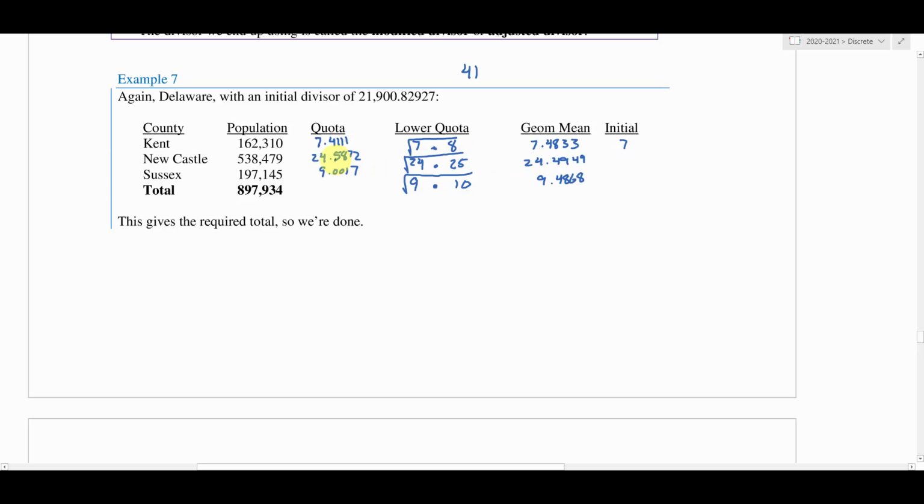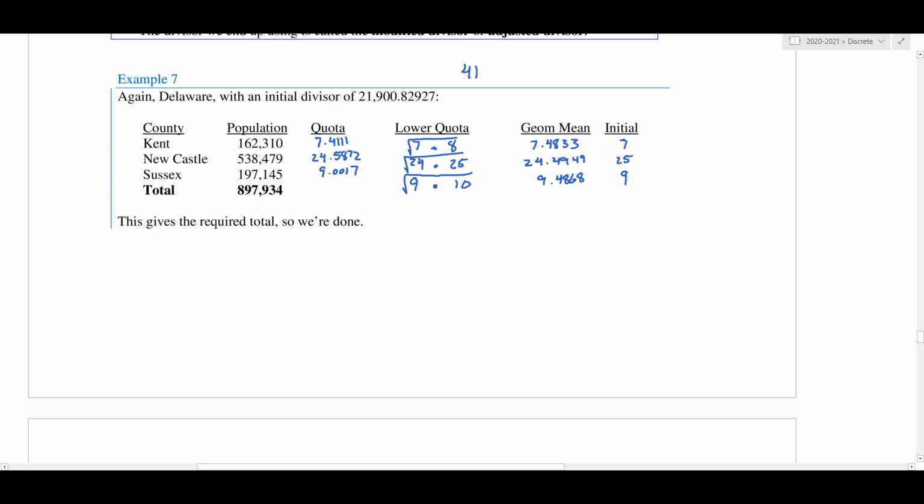And then we come down here, look at the quota. 0.5872 is more than 0.4949. So this one's going to round up to 25. And we do the same thing here. 0.0017 is less than 0.4868. So this one's going to stay at 9. So instead of rounding based on 0.5, which is the arithmetic mean between two numbers, we round based on the geometric mean. If we are more than the geometric mean, we go up. If we're less than the geometric mean, we stay put.